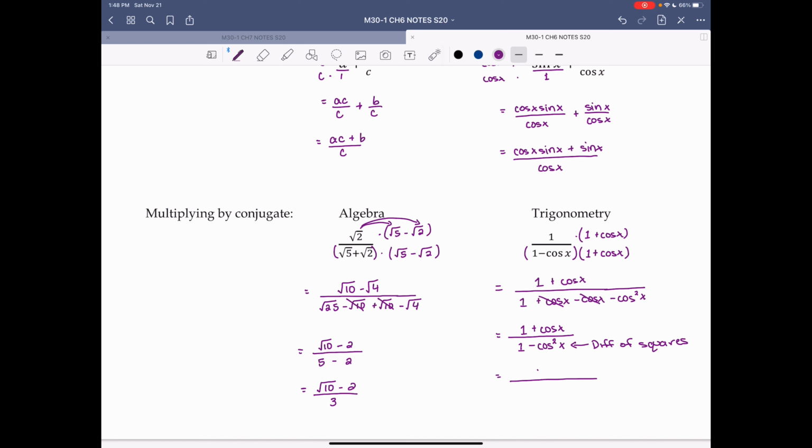The top remains 1 plus cos x. The bottom becomes 2 binomials, both starting with 1, both ending with cos x, one with a plus and one with a minus. Then we see that we have 1 plus cos x on top and 1 plus cos x on bottom. We can divide those factors out, and we're left with 1 over 1 minus cos x.